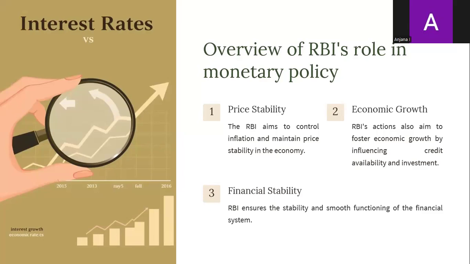Overview of RBI's role in monetary policy. Price stability: RBI aims to control inflation and maintain stability in the economy. Further, it also ensures economic growth. RBI action also aims to foster economic growth by influencing credit availability and investments. Financial stability: RBI ensures the stability and smooth functioning of the financial system.